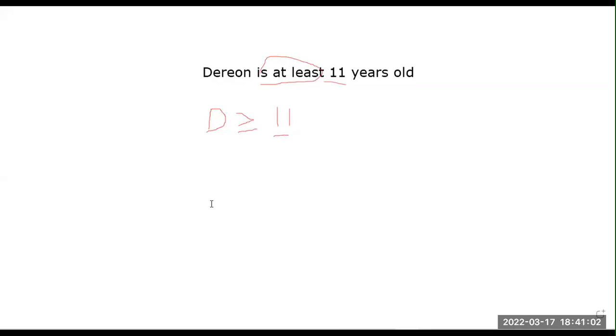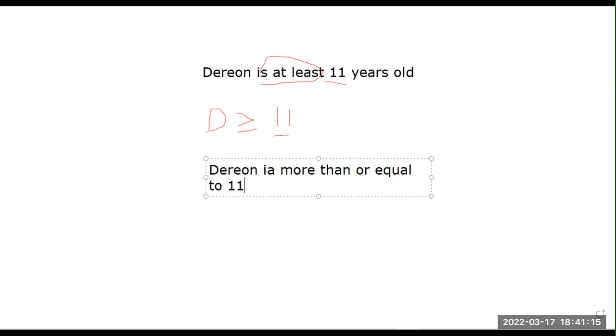Now this is also the same as saying this. So this is like English first again: more than or equal to 11. That would have been the same statement here. So either one of these statements is how you would represent the inequality.